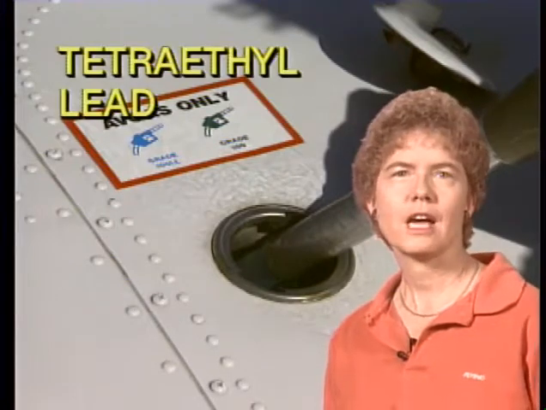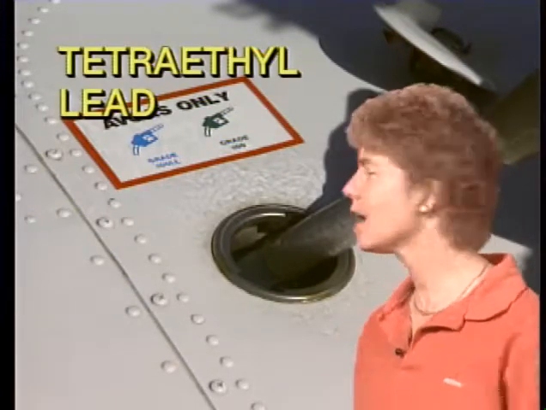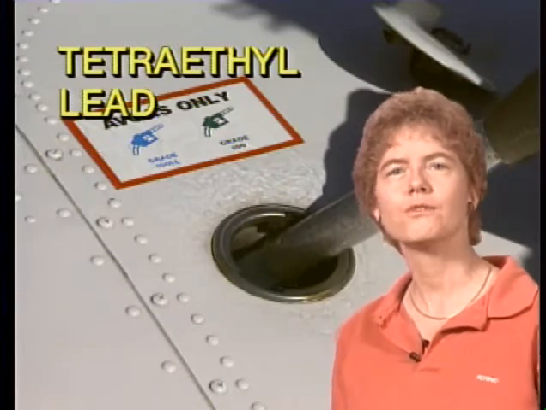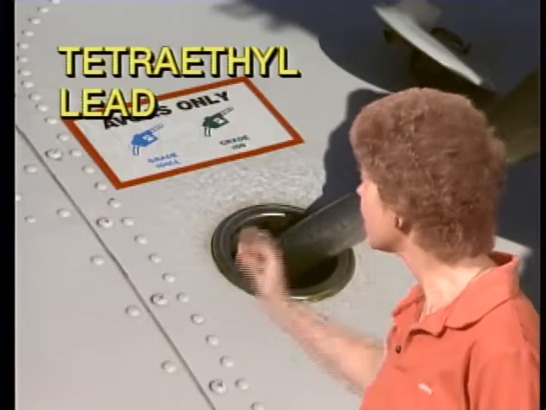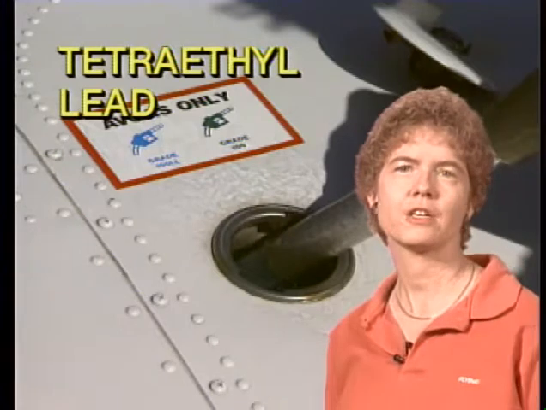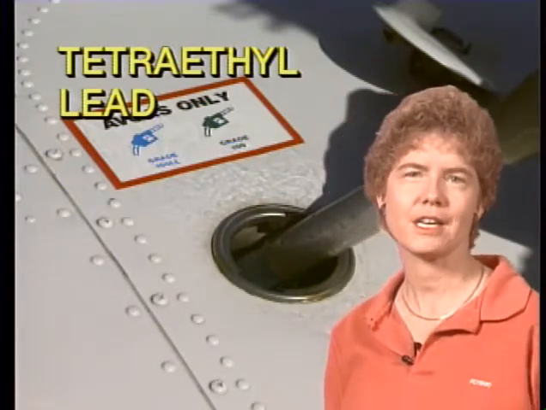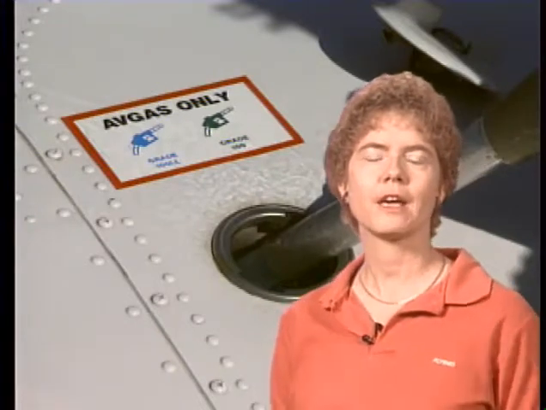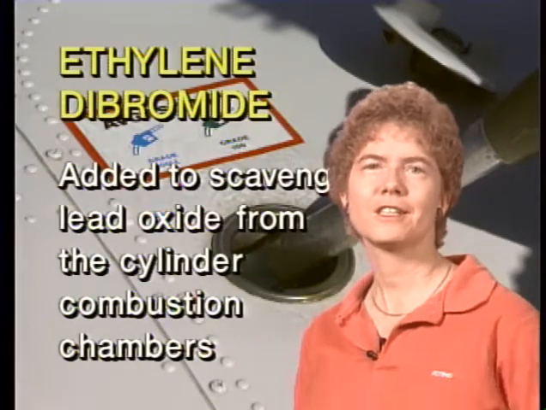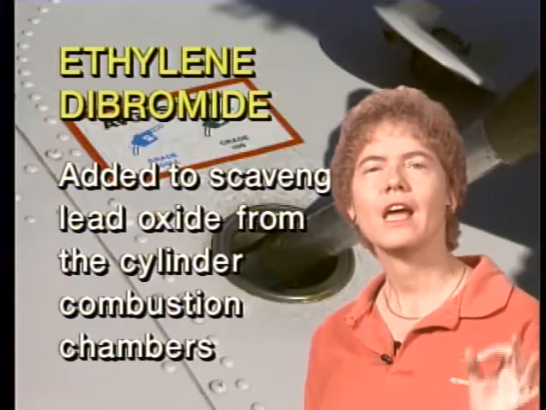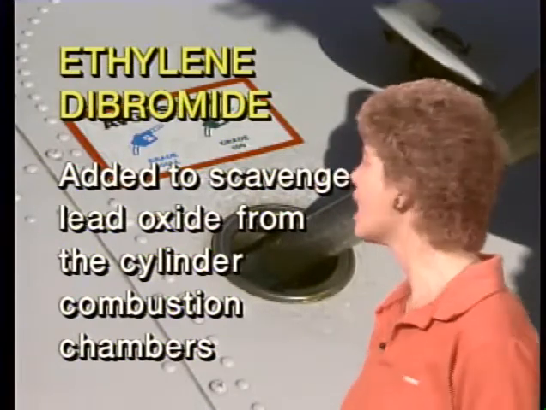In aviation gasoline, we add tetraethyl lead, or rather, the factory does when they manufacture the fuel. The purpose of adding tetraethyl lead to aviation gasoline is to improve the gasoline's performance in the engine, and we're going to talk more about that in a little bit. When we put tetraethyl lead in, we have to put something else in the gasoline to get rid of it, and that something else is ethylene dibromide.